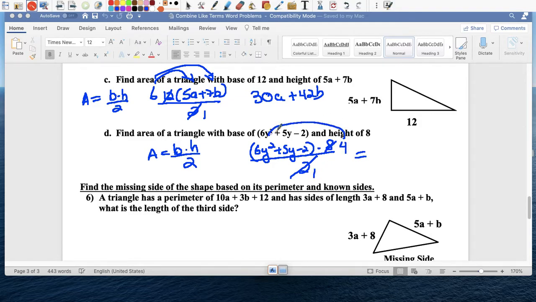So again, distributive property, right? 4 times 6y squared is 24y squared. 4 times 5y is 20y. And 4 times negative 2 is negative 8. And that's the area of that triangle.